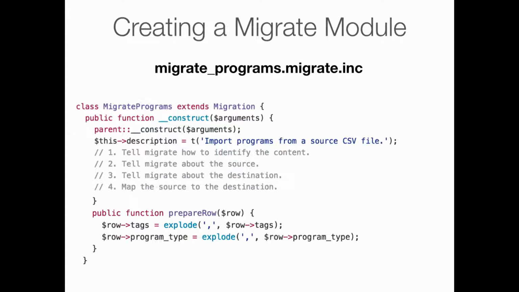And so in this code, the blanks we're going to fill in: we're going to tell Migrate how to identify the content, and then we're going to tell Migrate where the content is coming from, the source. We're going to tell Migrate where to put the content, so in the program content type. And then we're going to map the two together. So we're going to tell Migrate how to map our source columns to our destination fields. And then there's a little bit of code that I'll explain later on that transforms some of our content, that's in this separate prepareRow function.